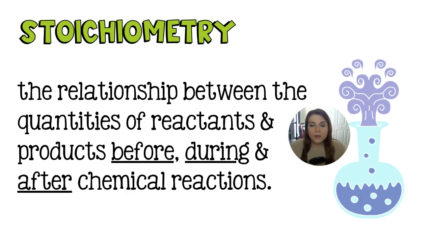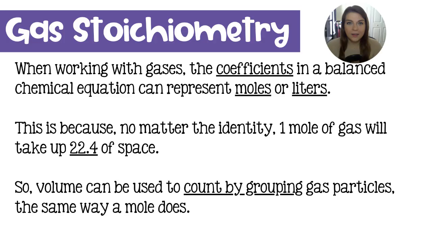Today, specifically, we are going to take a look at how gases can play a role in stoichiometry. When working with gases, the coefficients in balanced chemical equations really represent moles, but because gases have a molar volume, it can also represent the number of liters. Remember, no matter the identity of a gas, 1 mole of that gas will have a volume of 22.4 liters. So the same way that we use a mole to group particles into bundles that we can actually work with, for gases, we can do the same thing with their volume.